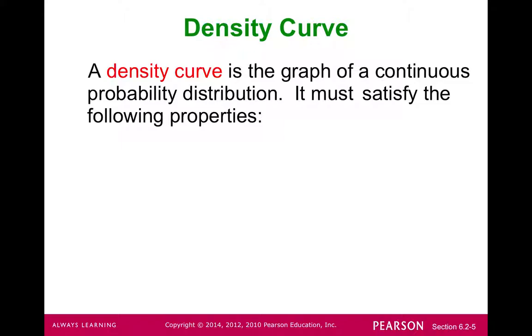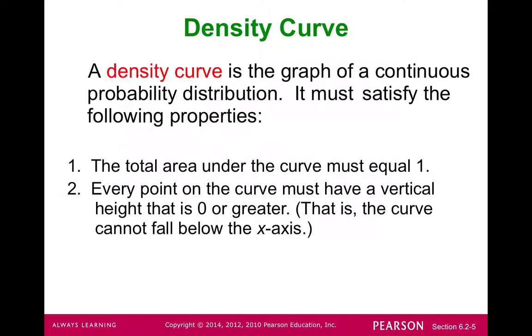Something that we do need to talk about is what we call a density curve. All a density curve really is, is the graph of a continuous probability distribution. So something like your bell-shaped curve. That curve is the density curve. And each density curve has to satisfy some different properties. The total area under the curve must be equal to 1.